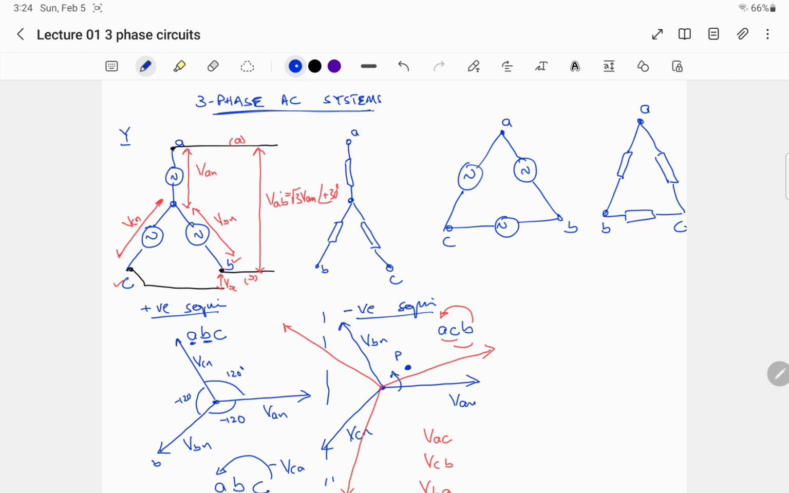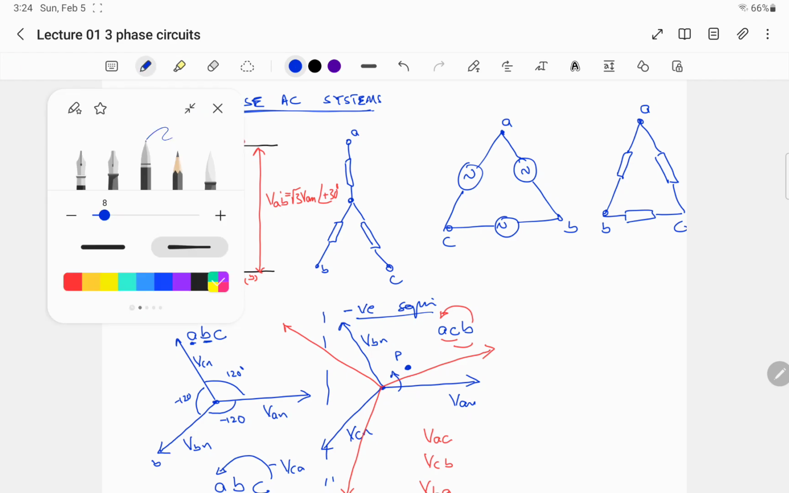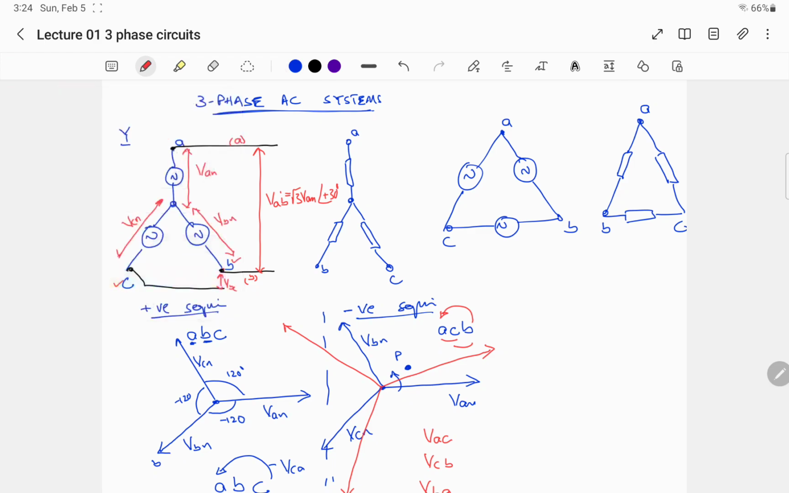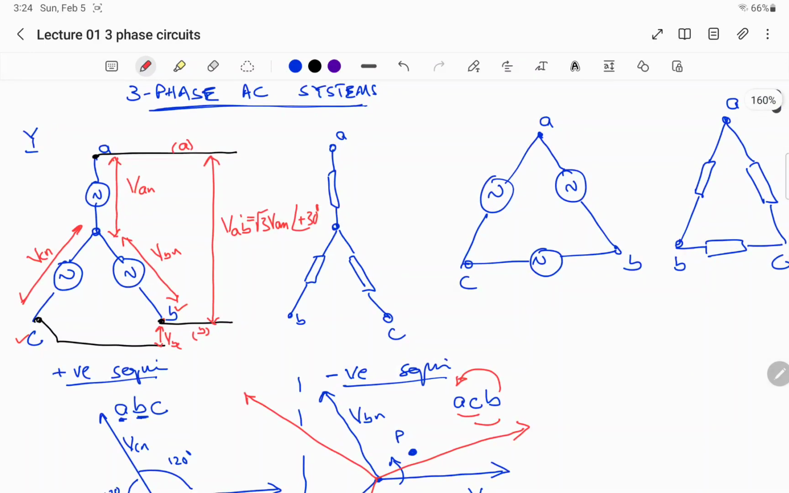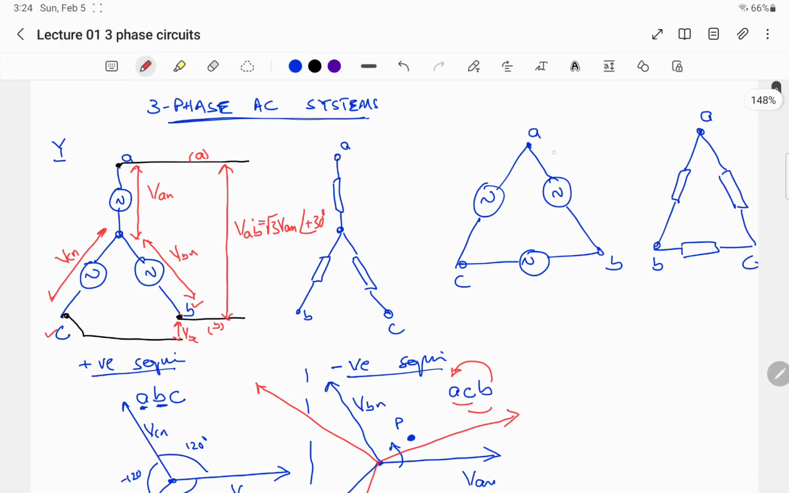So in this scenario, if you can see here, this is the phase voltage, that is the source voltage, and in this case it is VAB. There is no VAN in this case. There is no concept of neutral here. So VBC is this one and VCA is this one.